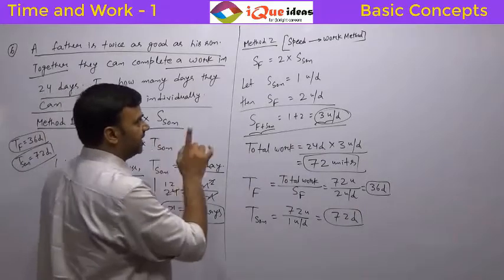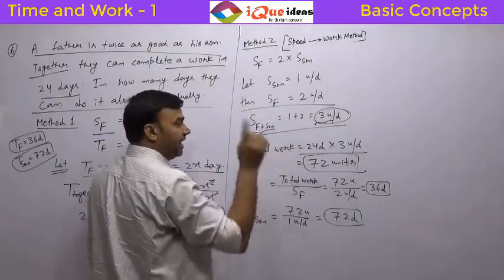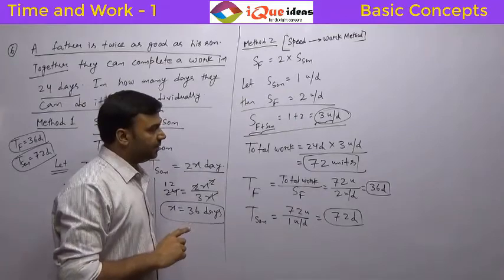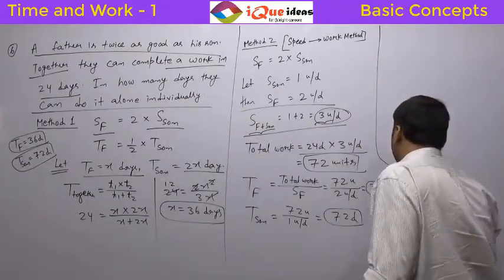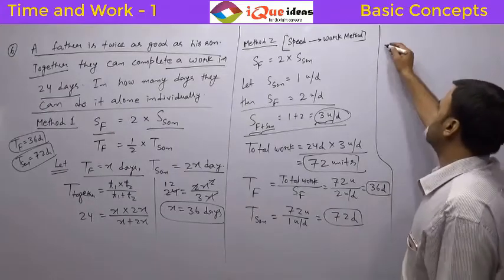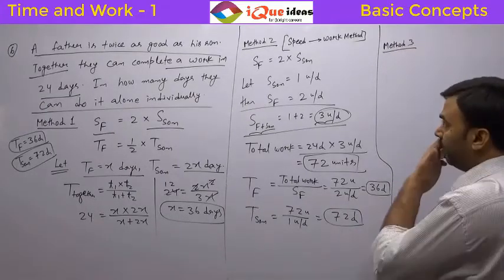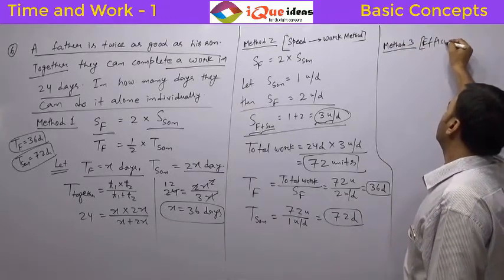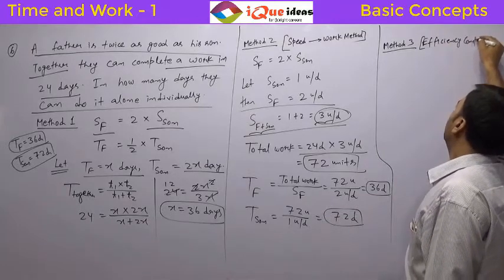In this, please understand, we assumed speed and we calculated work. In LCM method, what we do, we assume work and then we calculate the speeds. Right? Now, there is one very small method for this particular situation. So I'll say it is method 3. Look at that very, very carefully. Method 3 is the efficiency comparison method. So here we are also introducing a new term, efficiency.